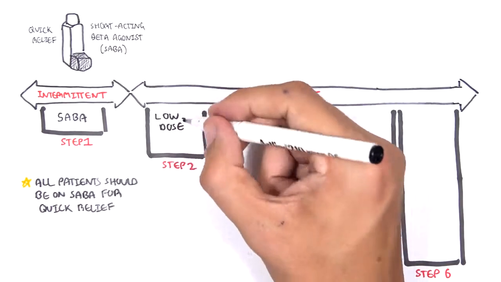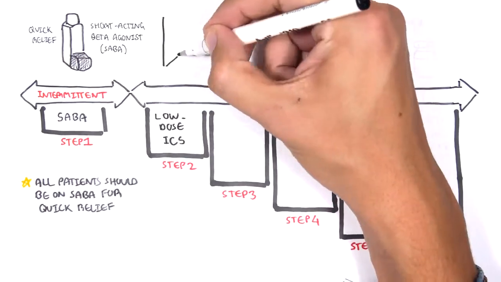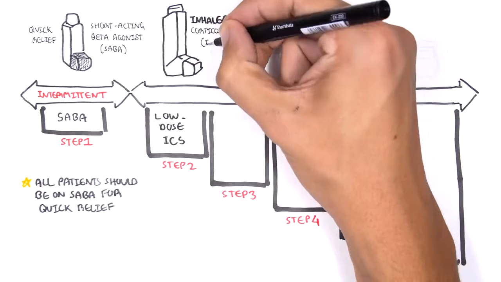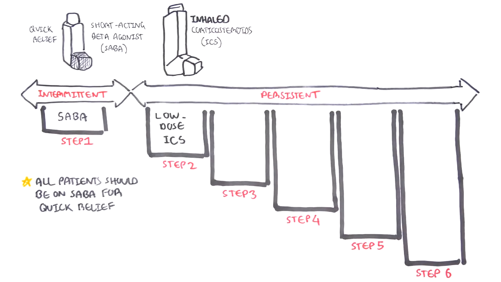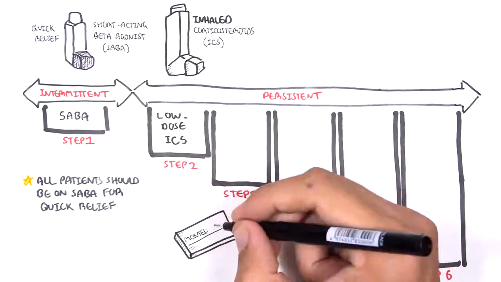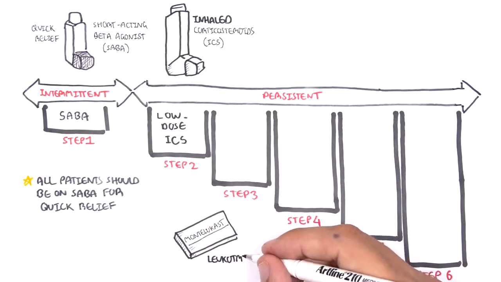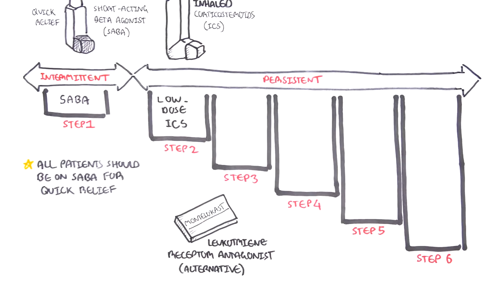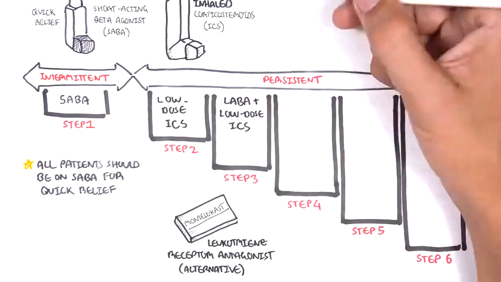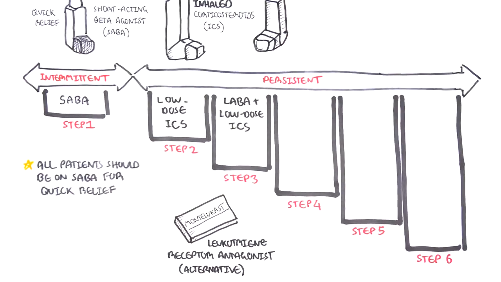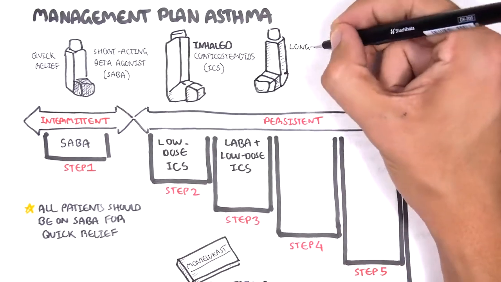Step 2, you can add a low-dose inhaled corticosteroid, and this is used as a preventer together with the short-acting beta agonist, which is the reliever. If patients cannot handle corticosteroids, other alternatives are available, such as the leukotriene receptor antagonist, montelukast. Step 3. A long-acting beta agonist can be used together with the low-dose inhaled corticosteroids and the short-acting beta agonist.